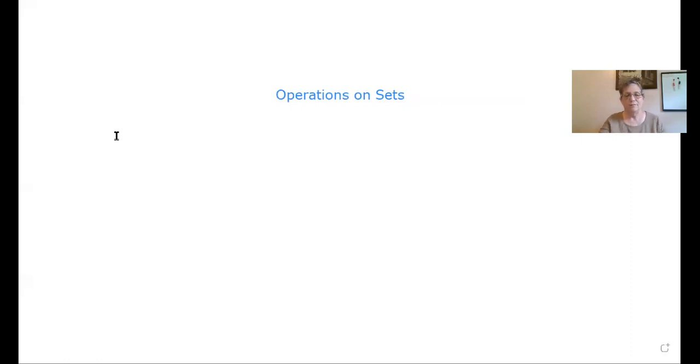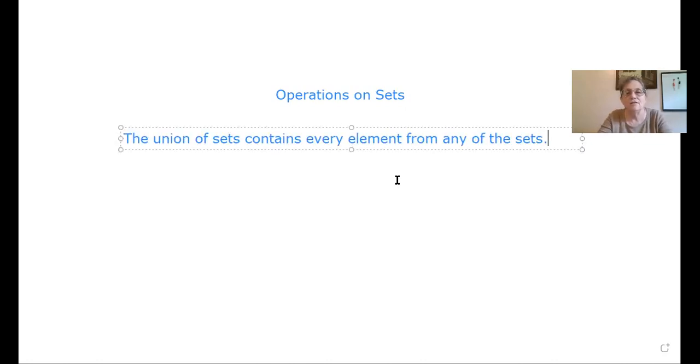Operations on sets. What kind of operations can we do on sets? The union of sets, two or more, contains every single element that appears in any of the sets. We use the word "or" to describe the union because if it's in the first set or the second set, or if there's a third set, then it is part of the union. So it only has to be in one set or another.